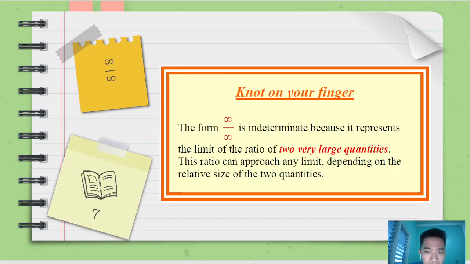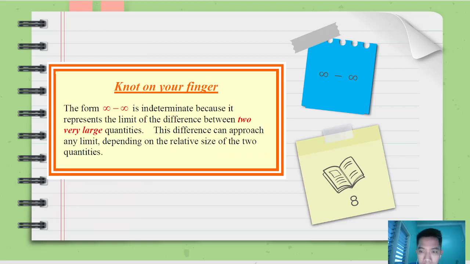Next, infinity over infinity. This form is indeterminate because it represents the limit of the ratio of two very large quantities. So this ratio can approach any limit depending on the size of the two quantities. Next, we have infinity minus infinity. This form is indeterminate because it represents the limit of the difference between two very large quantities. So this difference can approach any limit depending on the relative size of the two quantities.